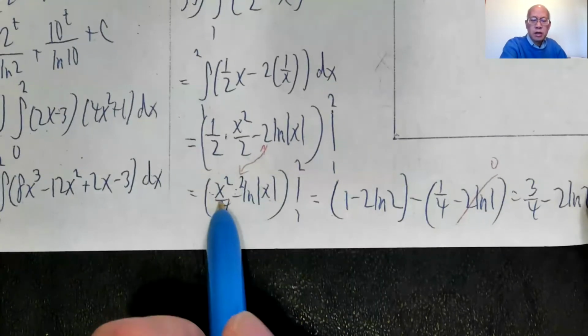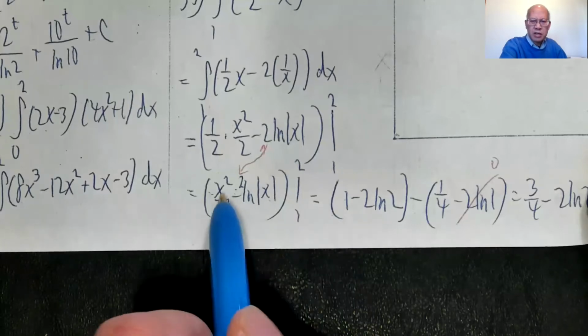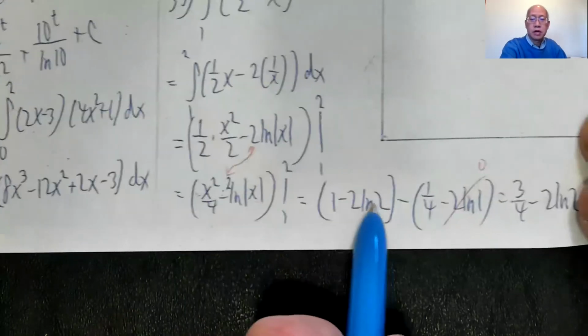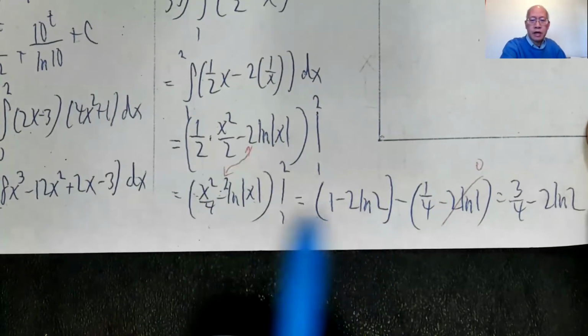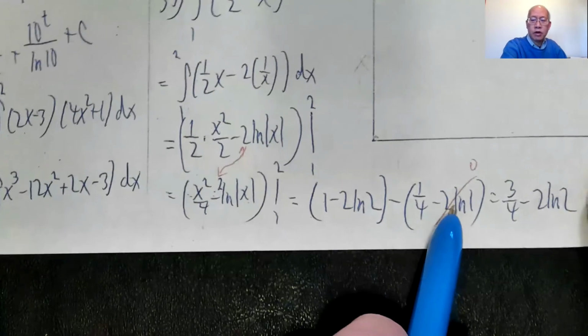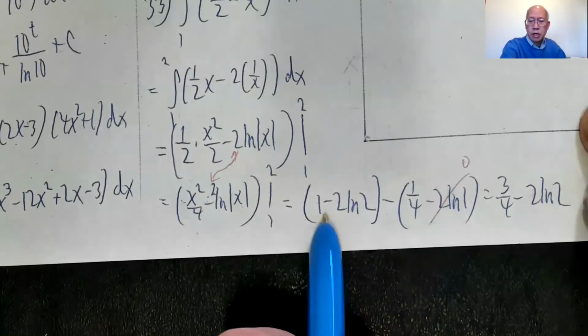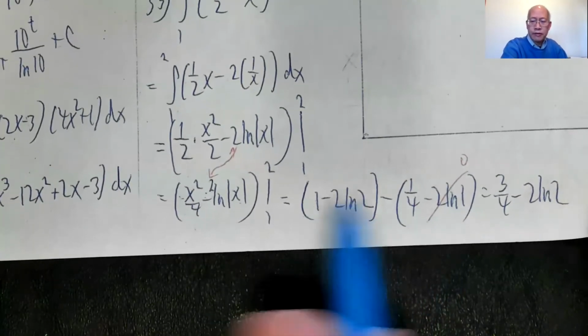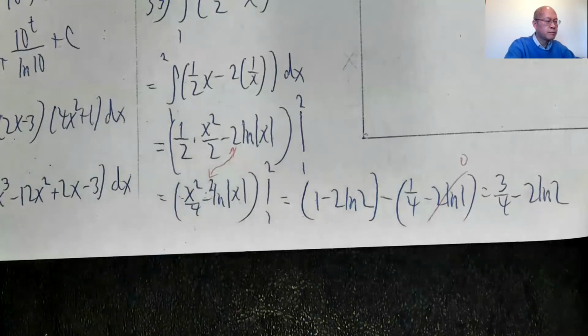Plug in 2. 4 over 4 is 1 minus 2 ln absolute value of 2, minus plug in 1: 1/4 minus 2 ln absolute value of 1, but ln 1 is 0. That's gone. So I have 1 minus 1/4, which is 3/4, minus 2 natural log of 2.